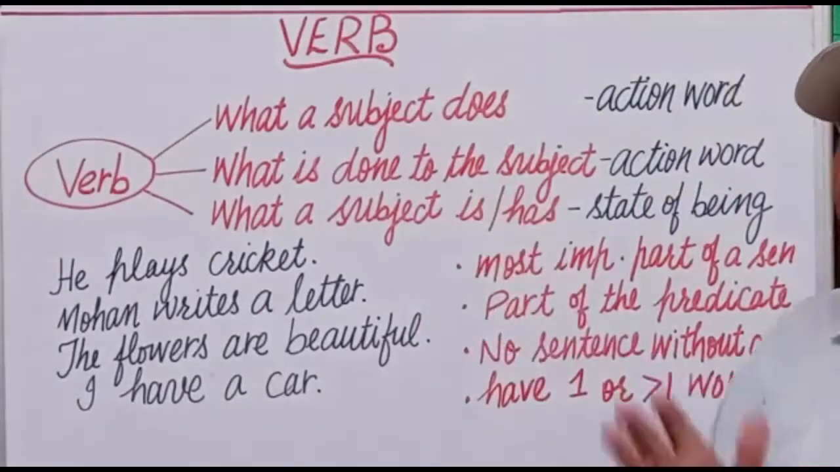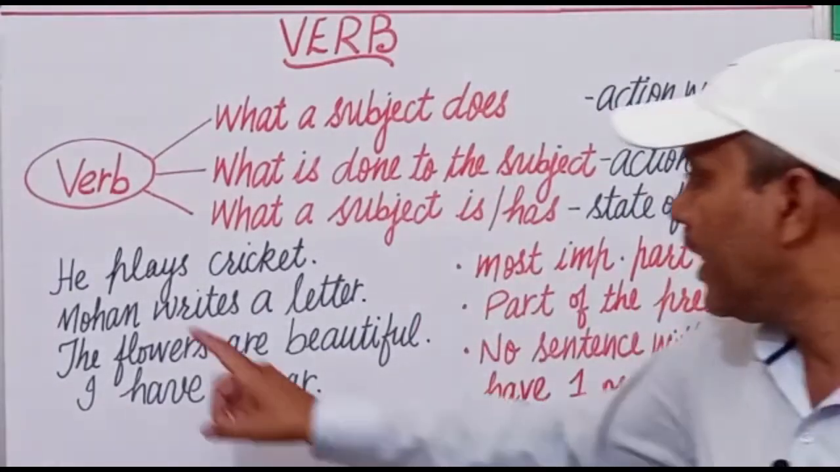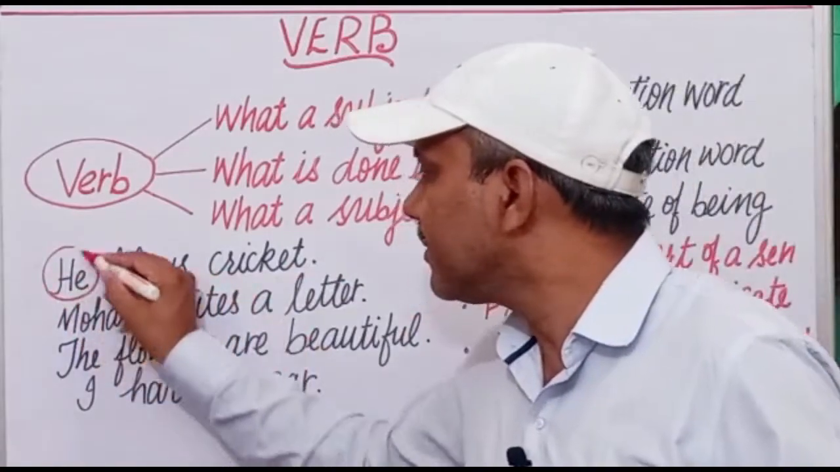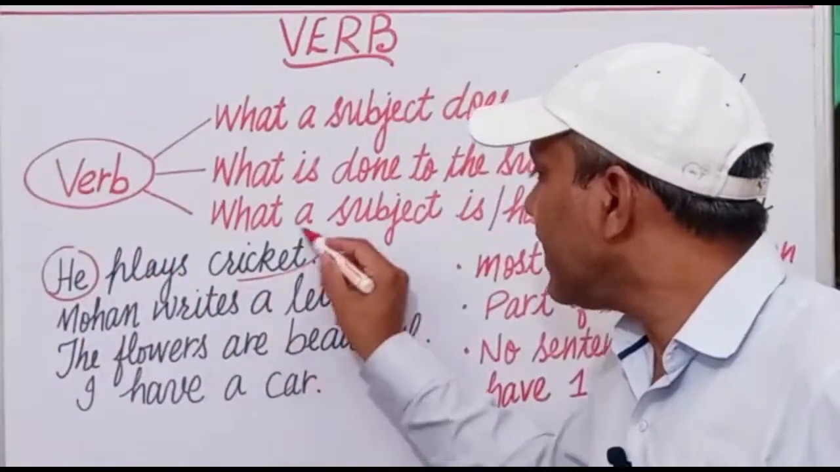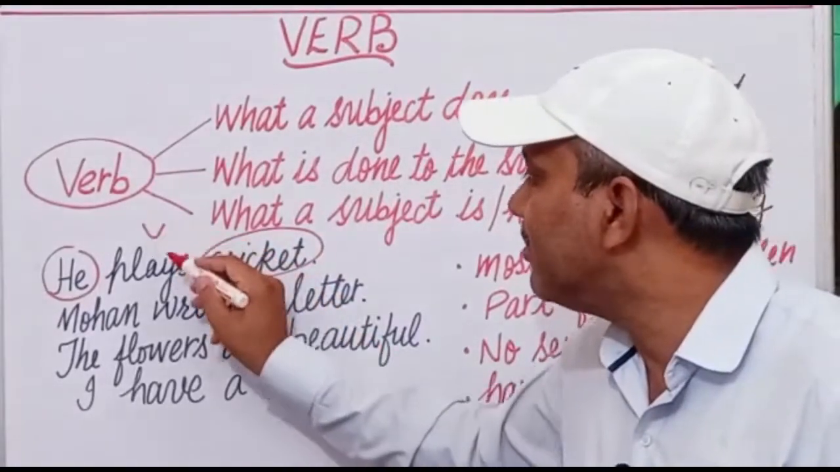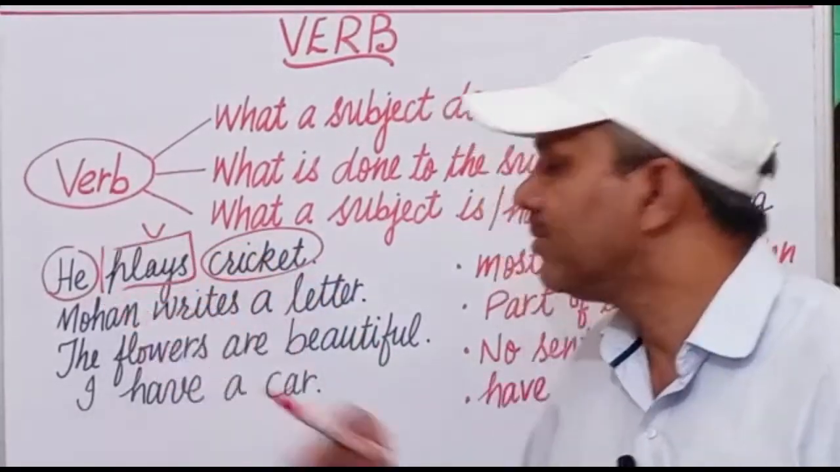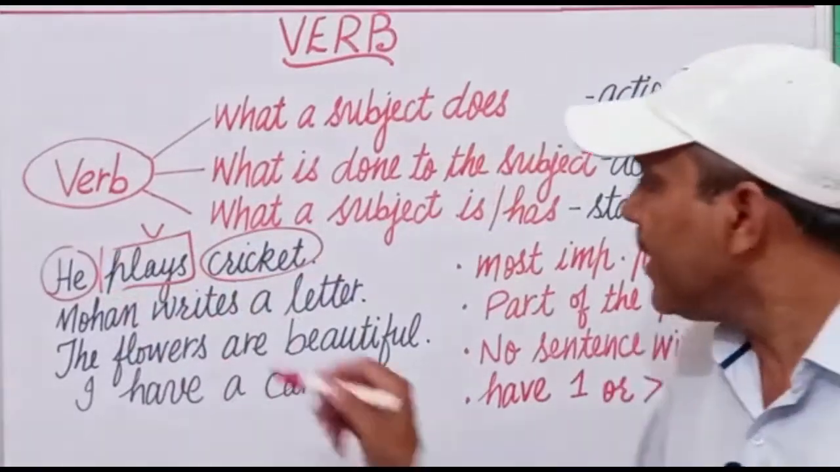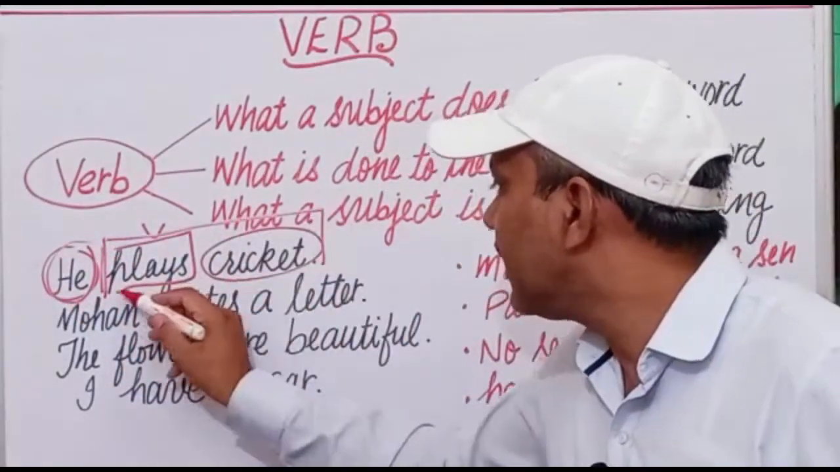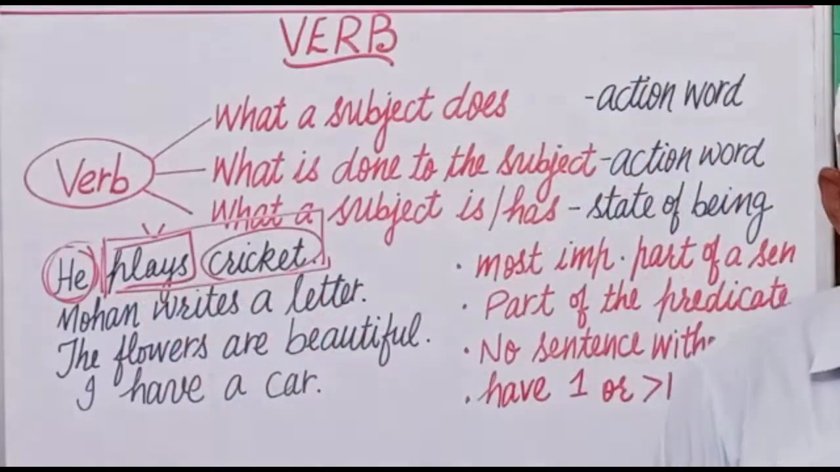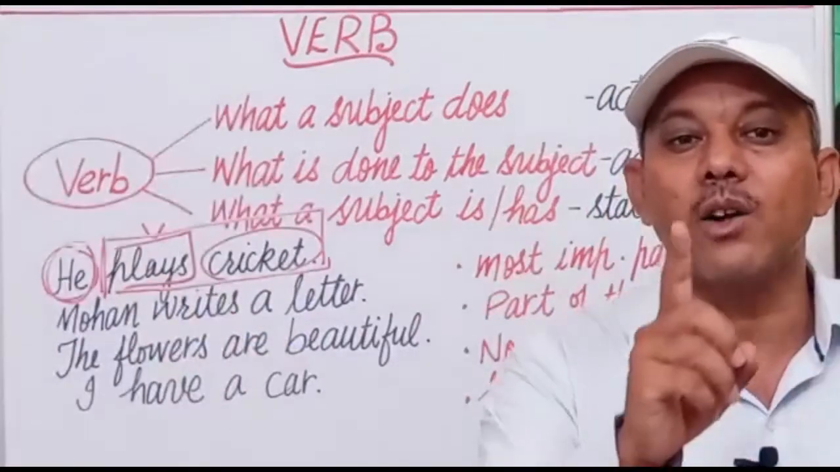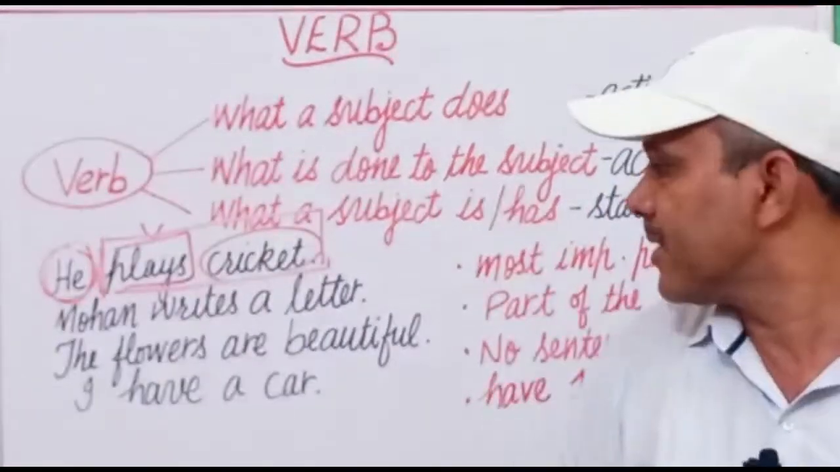In this way, let us take a few examples. He plays cricket. Here, he is the subject. Cricket is an object. And what is plays? This is a verb. As you see, this is the subject and this part is known as the predicate of a sentence. It means a verb is always part of the predicate in a sentence.